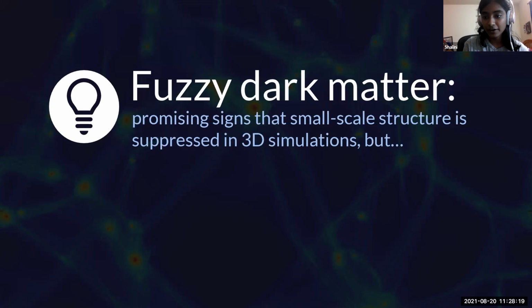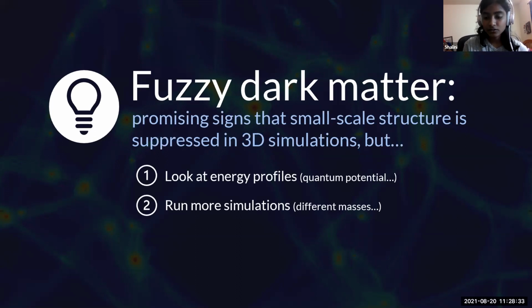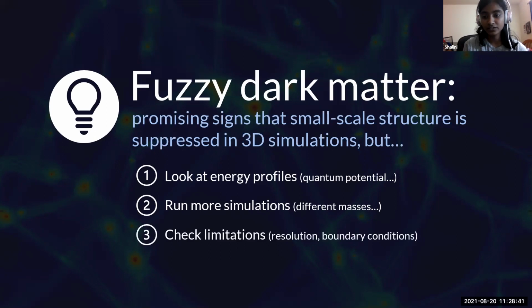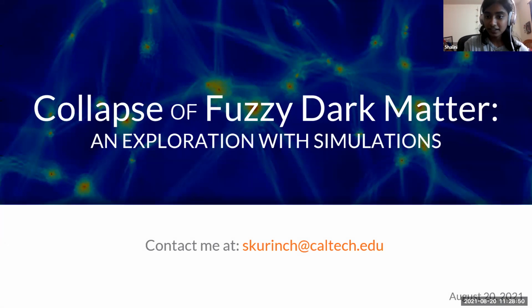For example, can we calculate and make plots of the actual quantum pressure energy itself and look at that over time? And also, it would be good to have more data points for our halo mass function, especially at different masses. So running more simulations could be very helpful. And then finally, it would be worth it to check the capacity of our simulations in terms of the effect of higher resolutions and also checking boundary conditions. But with that, thank you for listening, and I look forward to any questions.